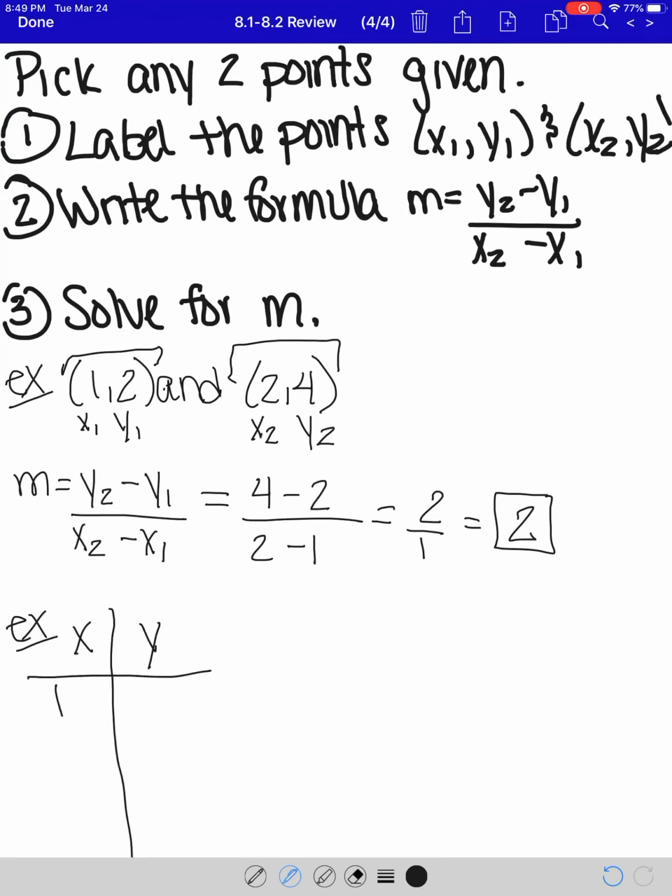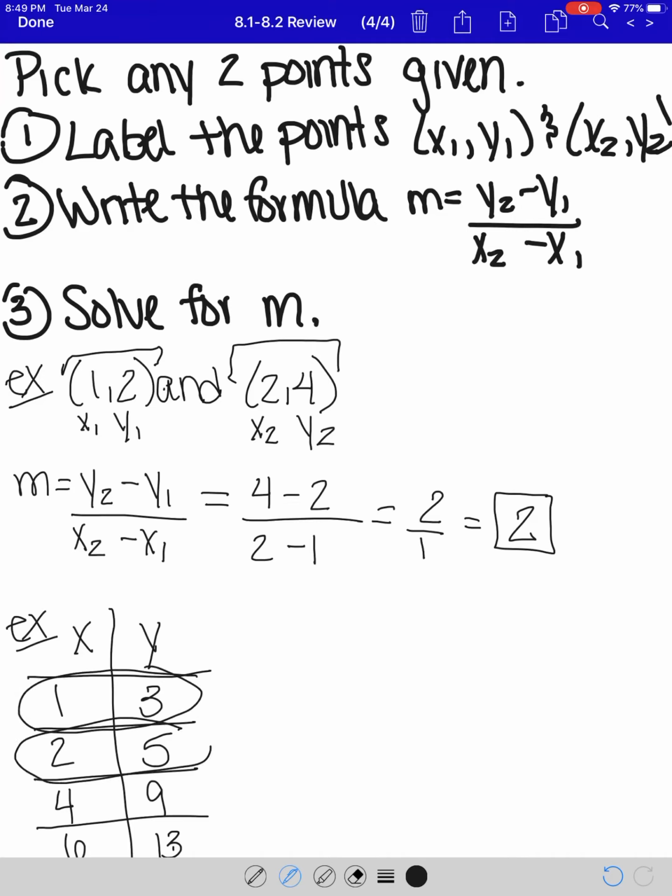Now, I know I'm going a little bit fast, and I'm sorry about that, actually. Now I'm going to do it from a chart. So if I have 1, 3, 2, 5, 4, 9, and 6, 13. Okay? I'm going to pick any 2 of these points. So I'm personally going to use 1, 3, and 2, 5.